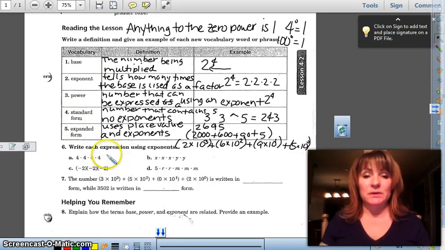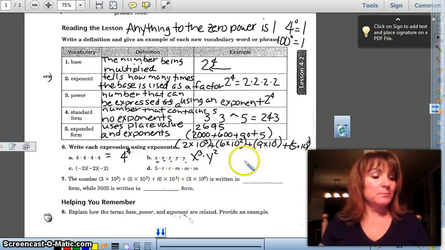Turning your expressions into an exponent, you just count how many times 4 is used as a factor. So the base is 4, and it is used 4 times as a factor. You do the same thing with variables. The only difference is instead of a number as a base, you're going to have a variable as a base. So if x is my base, 1, 2, 3 times, I have x to the third, times 1, 2 y's, y to the second. Okay.